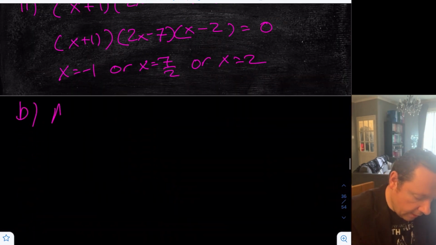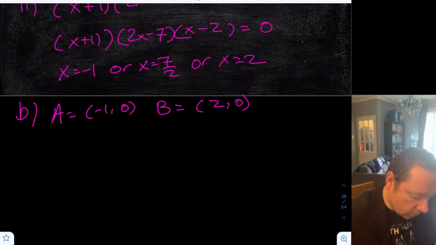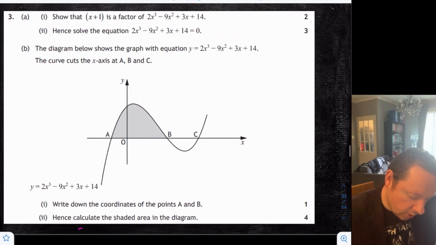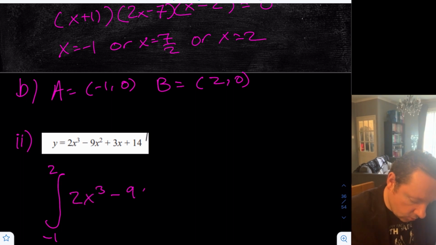So in other words, A equals minus 1, 0, and B equals 2, 0, and C would be 7 over 2, 0 as well. Part 2 of B, calculate the shaded area. Well, that's the integral between these two numbers of our original equation. There's our equation, so the shaded area is the integral between minus 1 and 2 of 2x cubed minus 9x squared plus 3x plus 14.